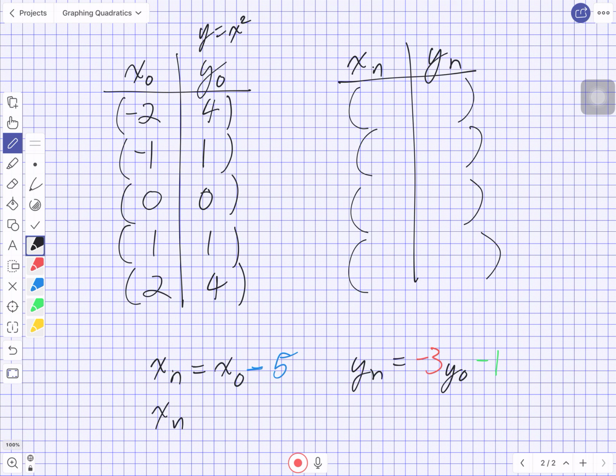The new x is equal to, the old x was -2, so -2 minus 5. I use a calculator, very quickly tells me it's -7. Great, okay, so this one is -7. And then the new y value is equal to -3 times the old y value, which was 4, minus 1. Well, I can use a calculator. I'm going to quickly do this. -3 times 4 is -12. -12 minus 1 is -13.